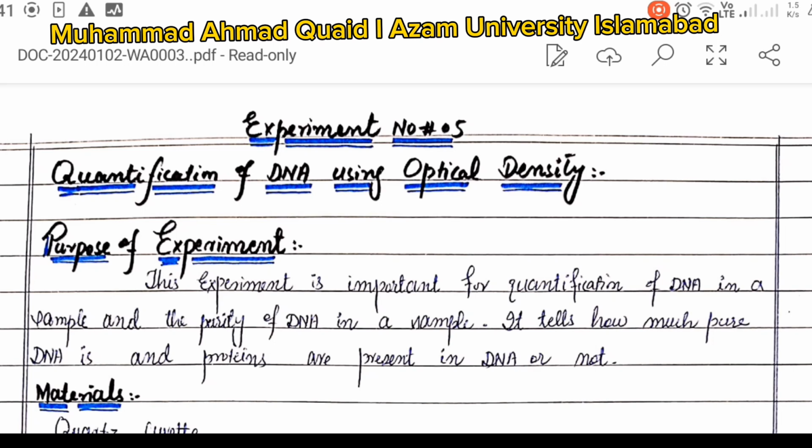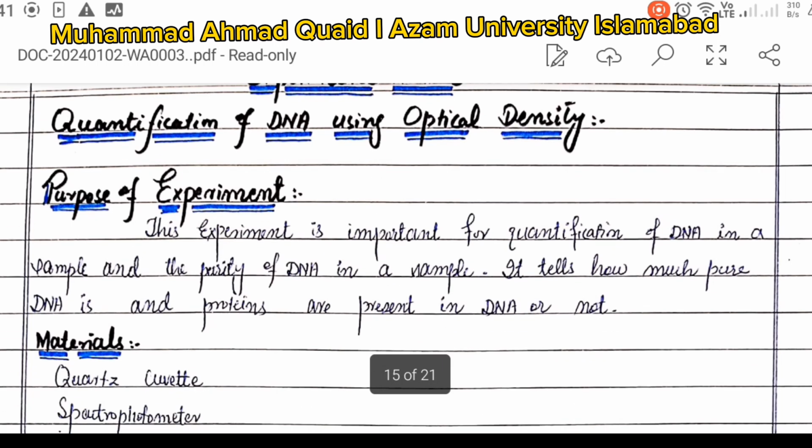Experiment name is quantification of DNA by using optical density method. Purpose of experiment: The experiment is important for quantification of DNA in a sample and the purity of DNA in a sample. It tells how much pure DNA is and whether proteins are present in the DNA or not.